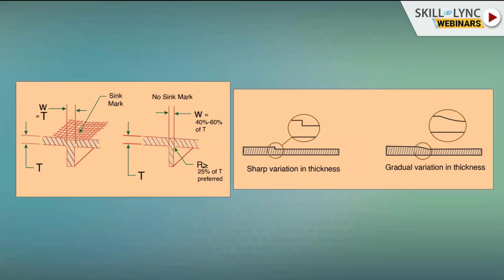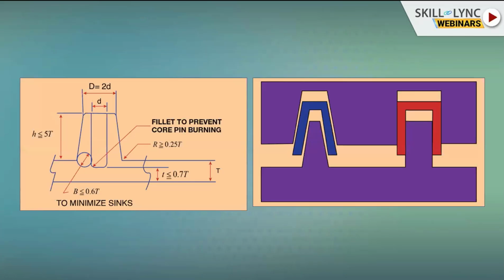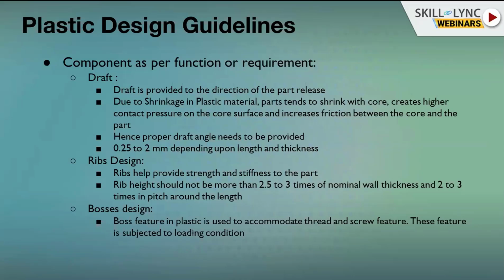There are certain guidelines for providing ribs also: the rib height should not be more than 2 to 3 times the nominal wall thickness, and if it is coming into the pitch, it should be like 2 to 3 times the pitch around the length.